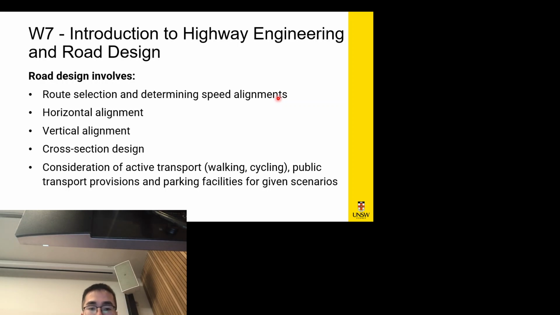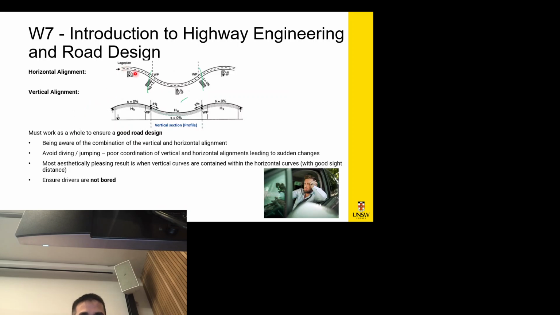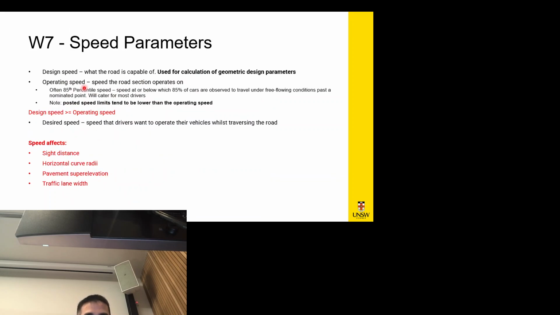But road design, what does that involve? The main thing is we're looking at design for horizontal alignment, vertical alignment, and cross sections. And you also need to consider active transport. But those 3 main things are key for this course, really. So you have your horizontal alignment, which is your curves, and your vertical alignment, which is your hills. These are some of the things for good road design.